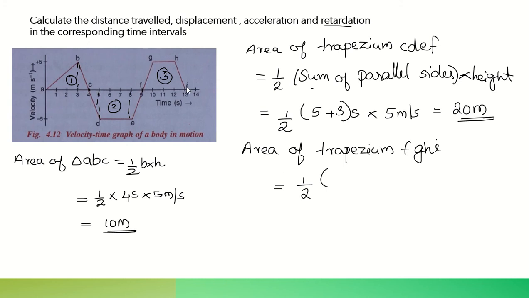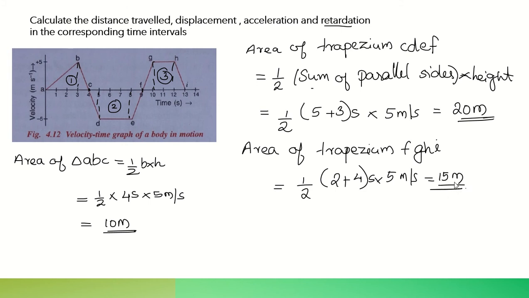GH and FI. So we have to find out what is GH. GH is 12 minus 10, that is 2, plus FI, that is 13 minus 9, right? 13 minus 9, that is 4. So half into 4 plus 2, 2 plus 4 into height. Height is again 5 meter per second. Here it is second. So again 6 into 5 divided by 2. So that's going to be 15 meter.